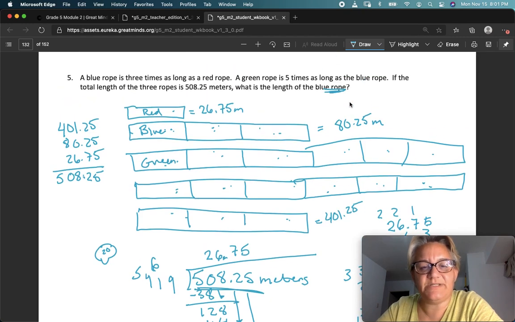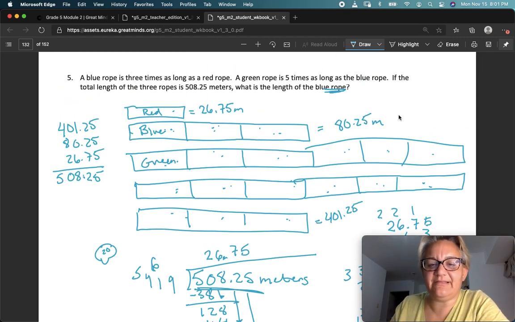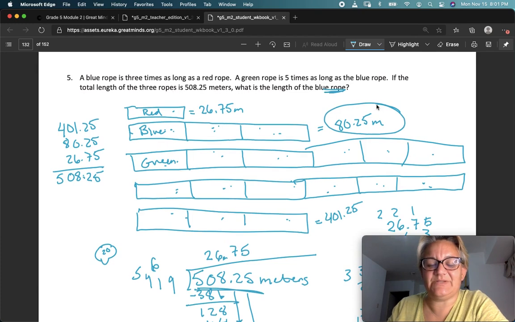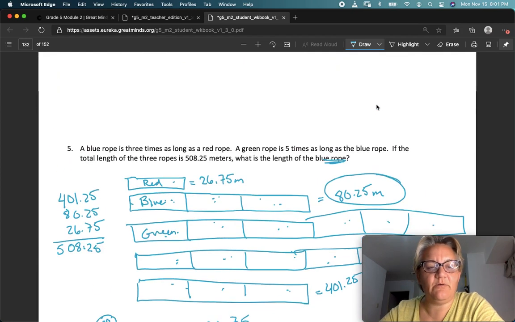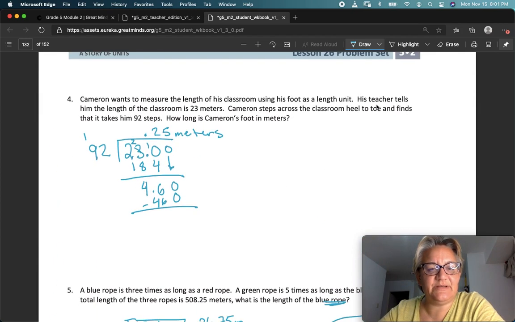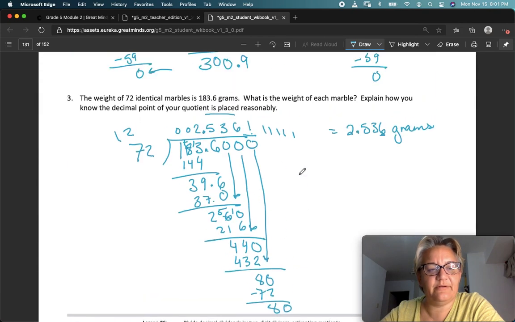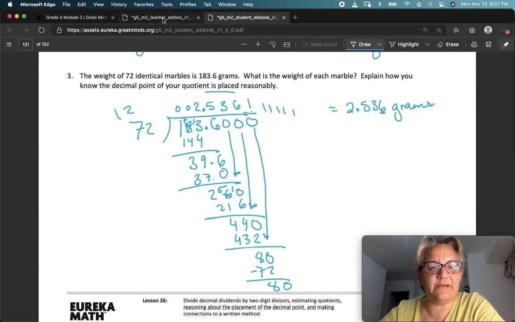So the question is, what is the length of the blue rope? The length of the blue rope is 80.25 meters. Phew. Tricky one, but we got there. Okay. Still not so sure about number four. I almost want to go, not number four, number three. I kind of want to go back and look at that one again.